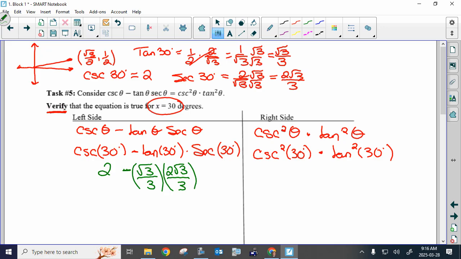When I go to the right side, cosecant 30 is 2, so this becomes 2 squared, times tan 30, which is root 3 over 3, all squared. What people were doing on the quiz was that it was a verification, and then they did a proof, they proved it, and then they did the substitution. And that's not how you approach verification, okay?